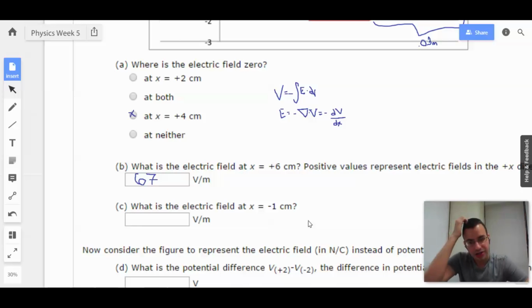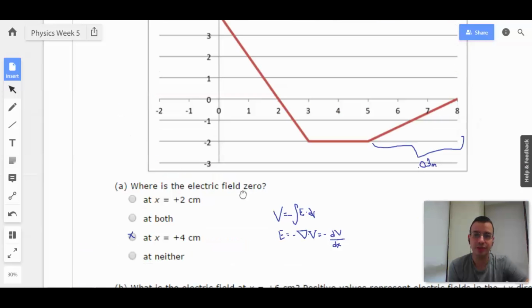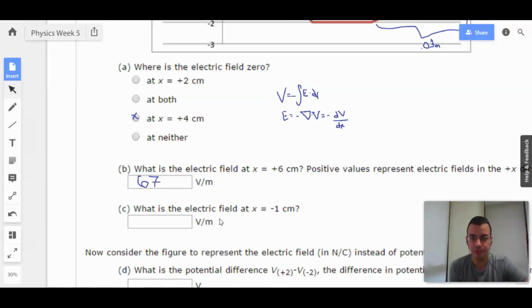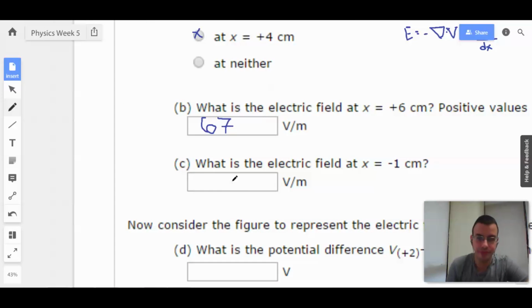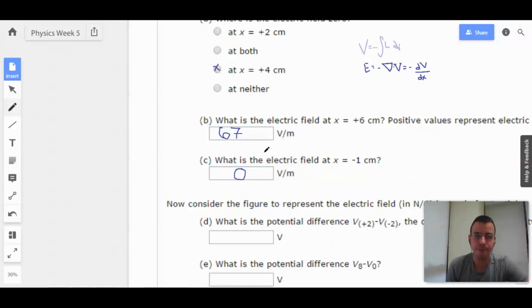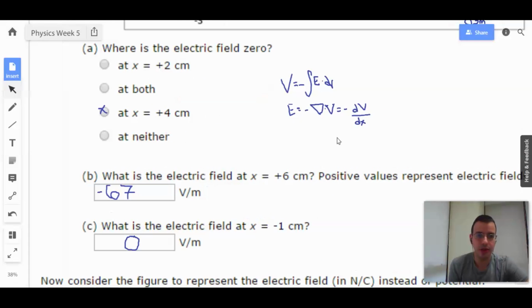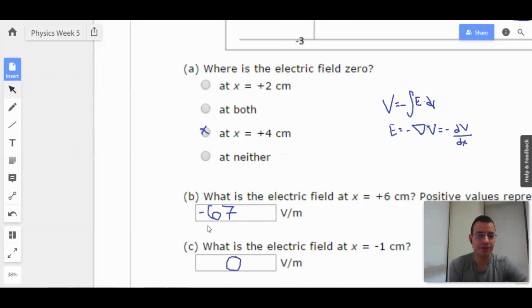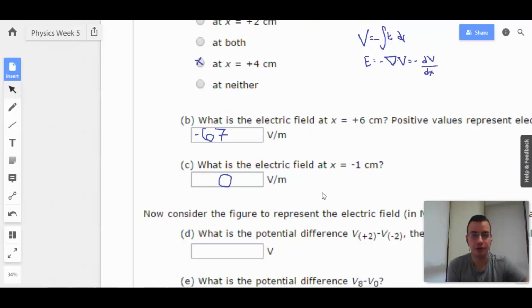What is the electric field at x equals -1? So -1, rise over run is 0. Actually, I think that's supposed to be negative. Going back to the math, electric field equals negative derivative, so it's going to be negative rise over run. So negative 67 volts per meter.